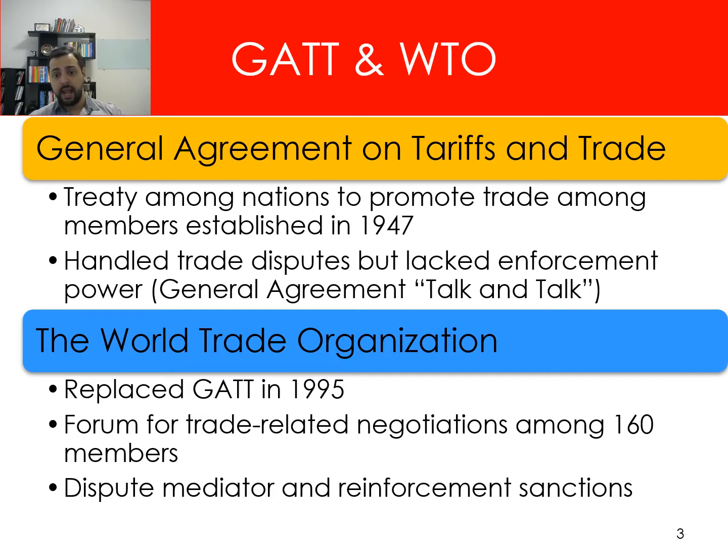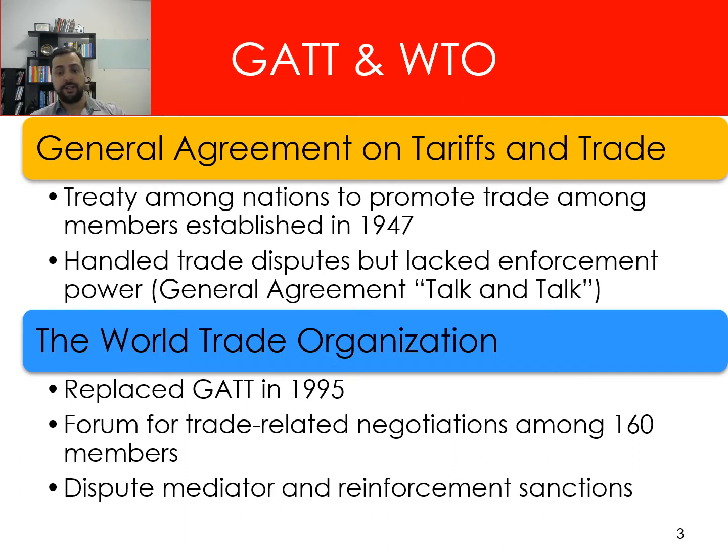But basically, this agreement did not have enough force to impose restrictions on countries, and because of that, the impact of the General Agreement on Tariffs and Trade on business and on world trade was really small.